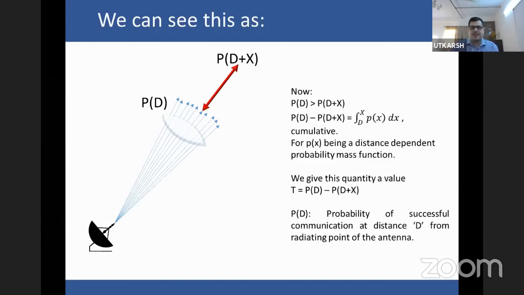And so we calculate here, in a simple integral format, the integral of P(x) dx, which is the difference between the two distances. We give this quantity a value t, and we will find out what other factors are affecting the value of t.